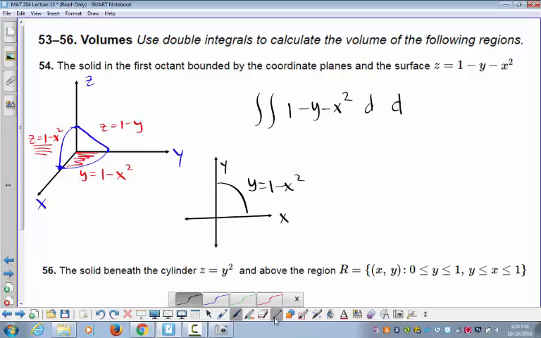And let's go ahead and use a vertical element. We could use a horizontal, but then we'd have to solve for x, which would be a pain. We'd get a square root. We don't want to do that. So we're going to use a vertical element. So that means the x's are going to go from 0 to 1 and be on the outside. The y's are going from 0 to the upper curve, which is 1 minus x squared. So that would be our setup.